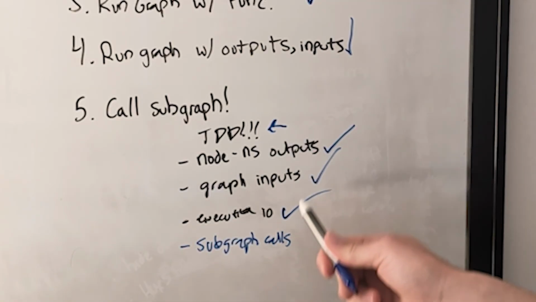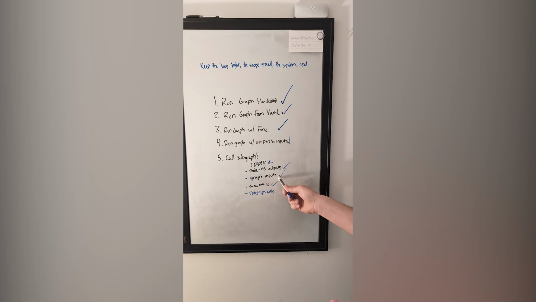Subgraph, that's the final frontier here. We have node outputs, we have graph inputs and outputs, we have passing things between nodes. So if we can get this done, I think we're ready to move on to the next phase and get this all integrated onto the real stuff. Not sure if we'll get to that this week though.